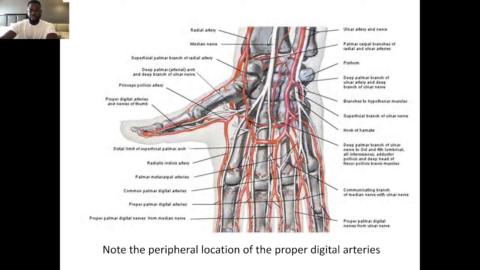So there's a finger. We saw this already, the ulnar, and then the radial artery. They form the arch over here. We also have the deep palmar arch, and then this one gives us the digital arteries, not really high yield.